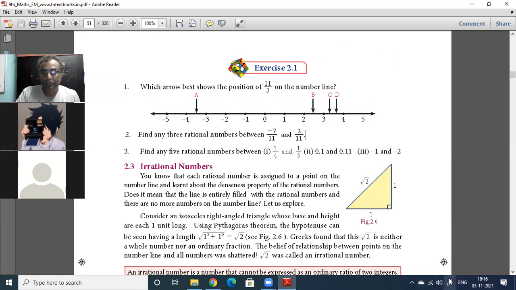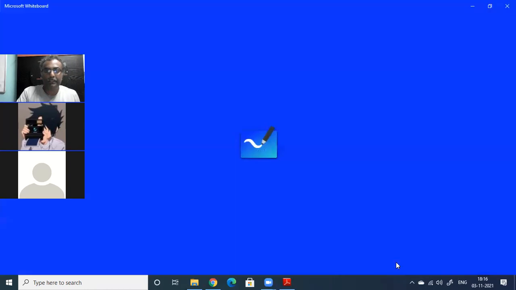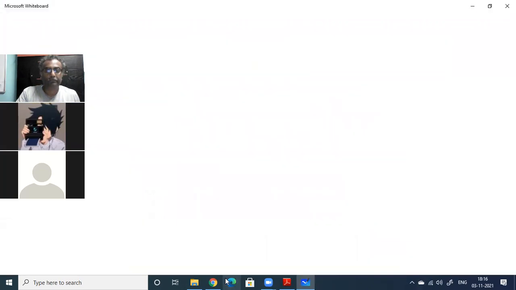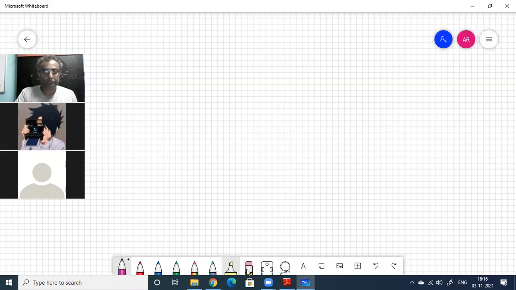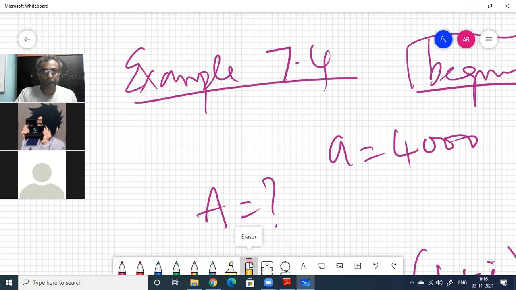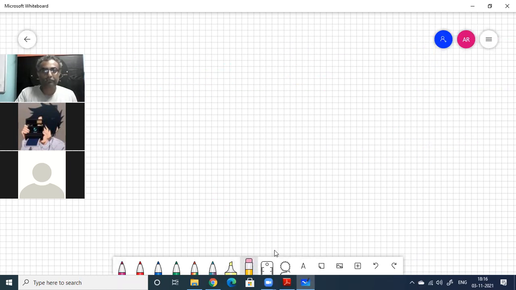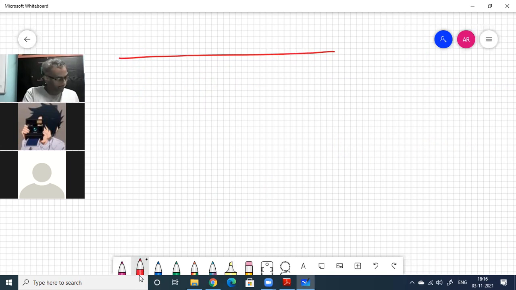Okay, let us go and put a line here. It's an easy sum, but still we will do it here. The line is there. -7 by 11 is one point. Then the other point is 2 by 11. Now you tell me 3 rational numbers between -7 by 11 and 2 by 11.